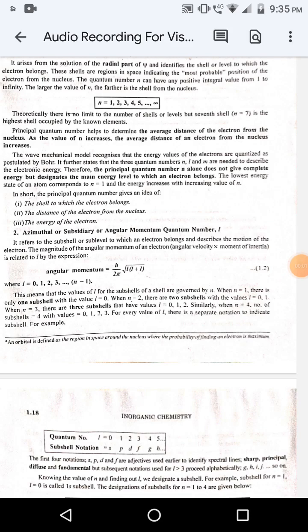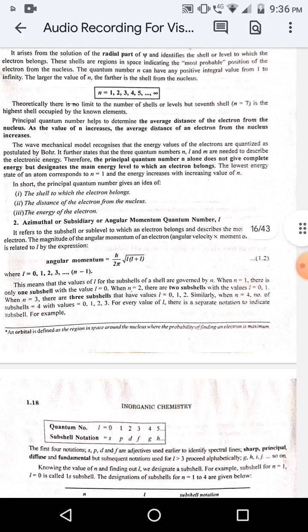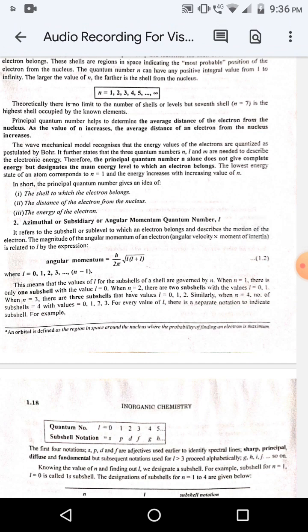It refers to the subshell or sublevel to which an electron belongs and describes the motion of the electron. The magnitude of angular momentum of an electron, angular velocity multiplied by moment of inertia, is related to L by the expression: angular momentum is equal to h upon 2 pi root L into L plus 1, where L is equal to 0, 1, 2, 3, up to n minus 1.